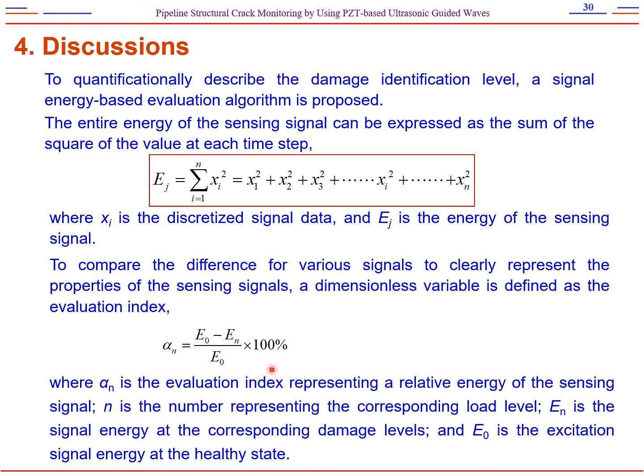Here, alpha n is the evaluation index, representing the relative energy of the sensing signal. N is the number representing the corresponding load level. En here is the signal energy at the corresponding damage levels, and E0 is the excitation signal energy at the healthy state.